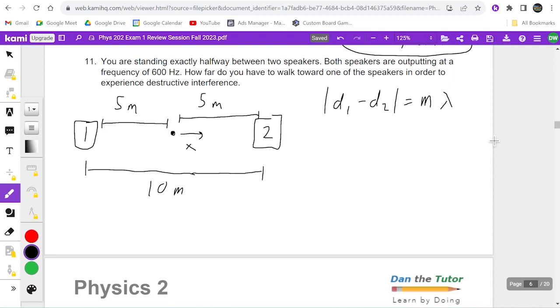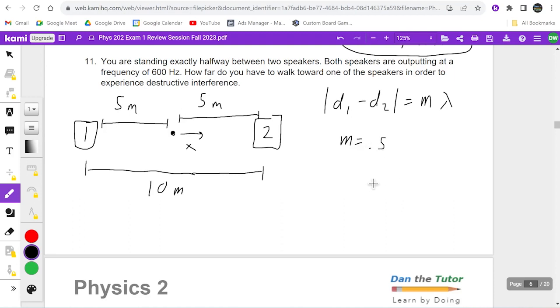Okay, so one thing I'm going to tell you, you don't have to do this, but this is more of a conceptual question. When I was standing exactly in the middle, D1 was 5, D2 was 5, I was getting 0 for m, in other words, constructive interference. But now I want destructive interference. In other words, m equals 0.5.